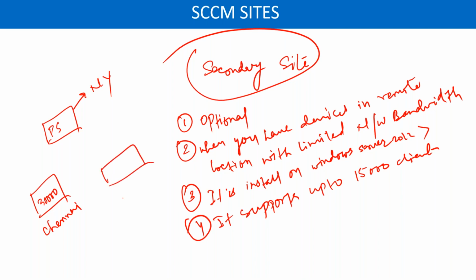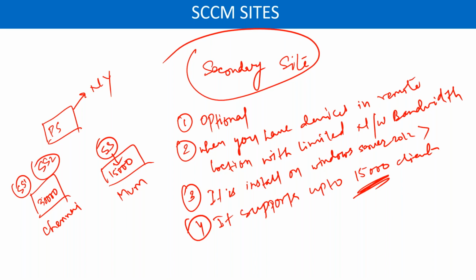And we have Mumbai. Mumbai has like 15,000 clients. So one secondary site is more than sufficient for the computers which are located in Mumbai, because it supports up to 15,000 clients. But what about Chennai? Chennai has 30,000 computers, so it needs two secondary sites, SS1 and SS2.